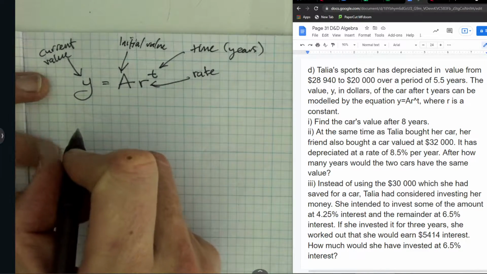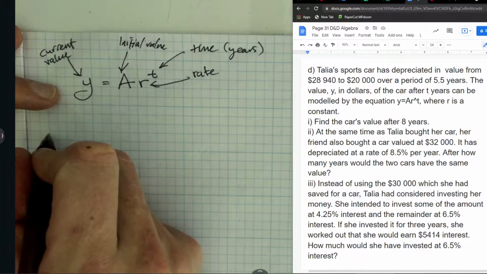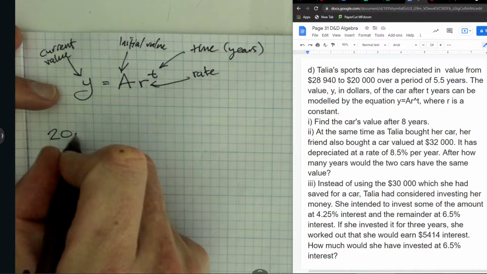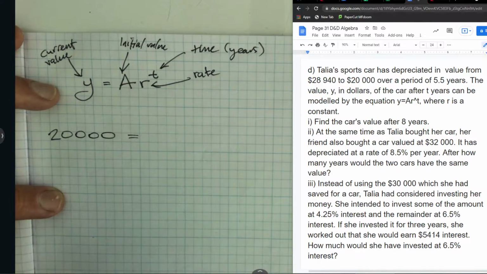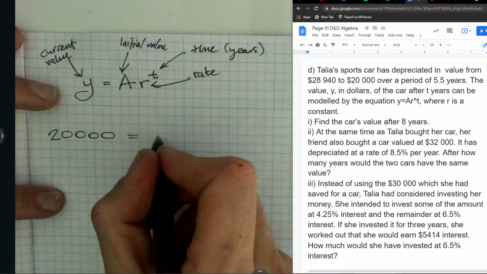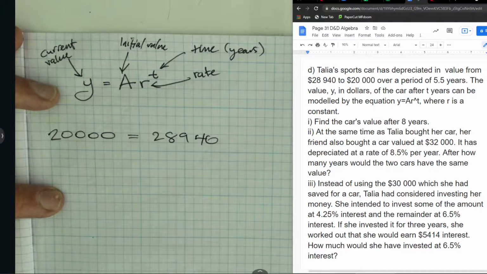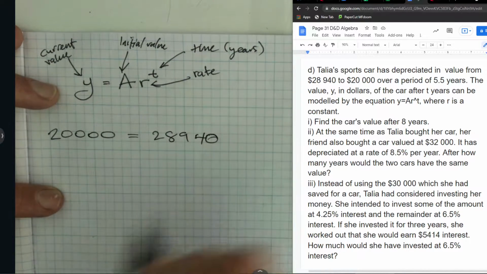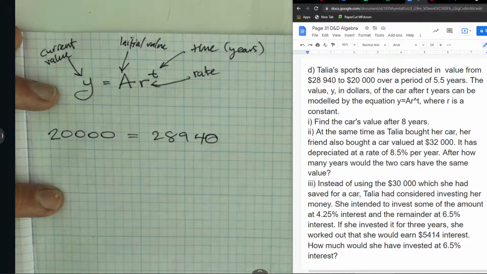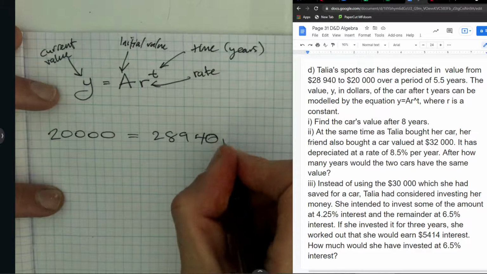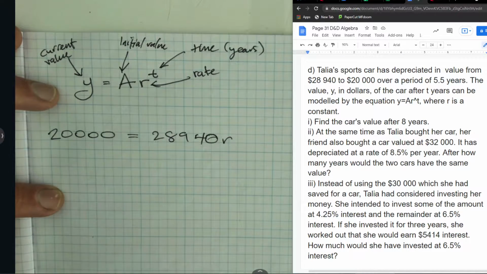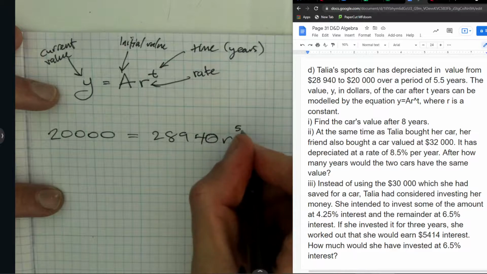So let's substitute in what we know. It's down to $20,000, which is y, and it started off at $28,940. Well, that looks too much like a 6, so I'm just going to round it off. And then there's some rate, which we don't know yet, to the power of 5.5.